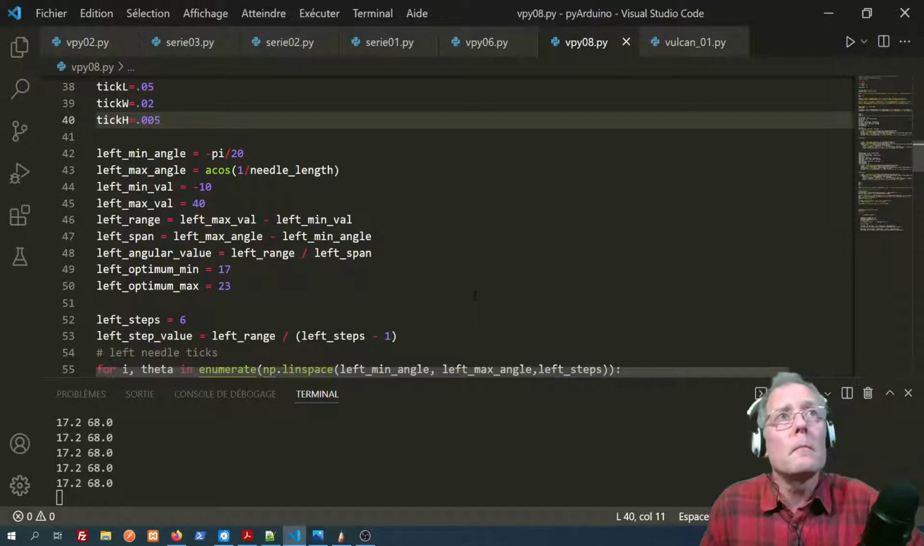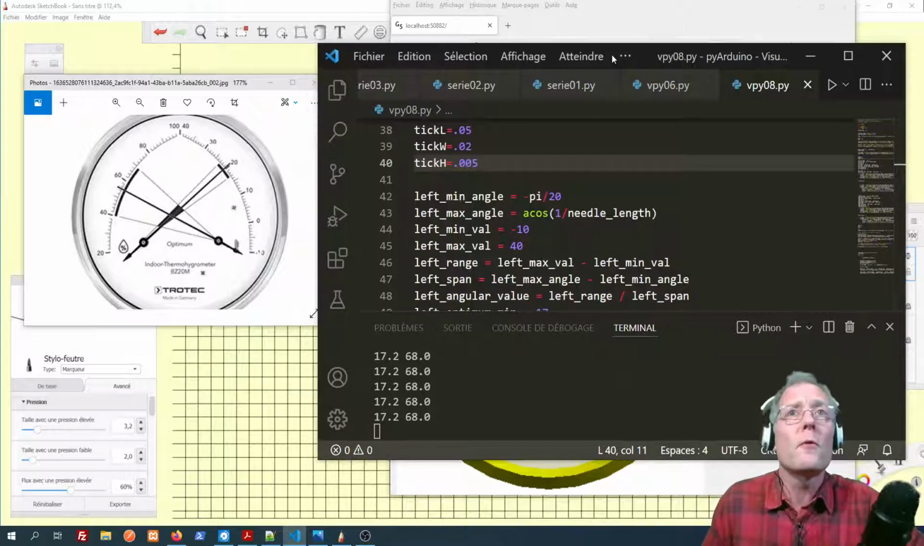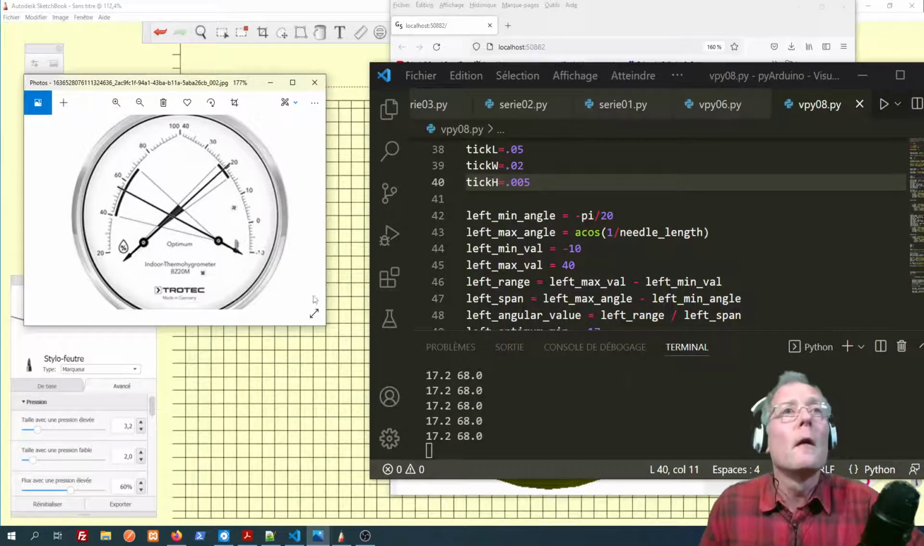Then we have to compute the different values for the left arrow and the right arrow. We see that for the left arrow, we start from an angular position which is less than 0. -10 here is a little bit lower than the origin of the needle, so it's less than 0 angle. Then we go till where?